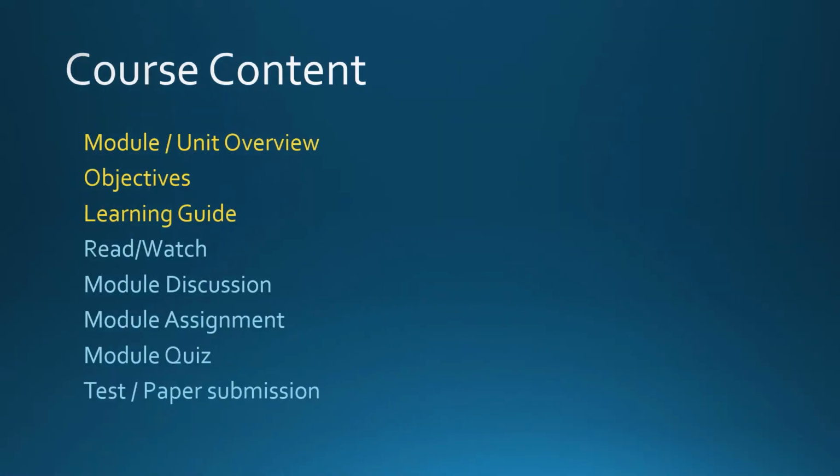If I had started out the semester trying to develop an online course or hybrid course, then I would want to set up my course content as follows. I would want to have a module unit overview, objectives, a learning guide, and these would be considered the essential things that I would want to include in my course. But I would also include in my course content the notes and things that my students would need to look at and to listen to under the read and watch section. I would also want something like a discussion assignment, a normal module assignment, maybe some quizzes, as well as an exam or a paper submission at the end.